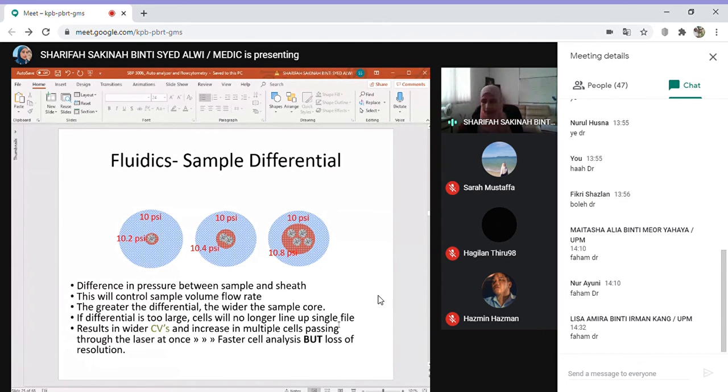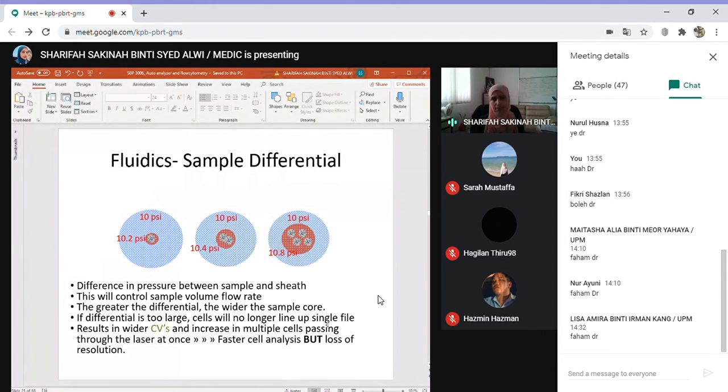So this means, if the size of the window is too wide, it will become like this. What happens is that cells will no longer line up in single file. It means the cells no longer go through in single file, so in one pass through, up to 5-6 cells can pass through. We don't want that to happen.